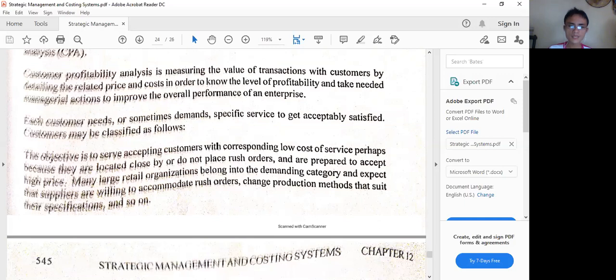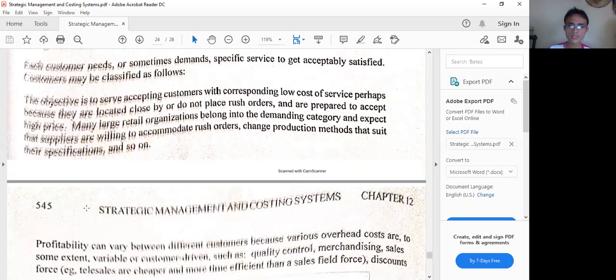Then many large retail organizations belong in the demanding category. Of course, they have several demands to be answered in terms of products. Then the suppliers are willing to accommodate rush orders, change production methods that suit their specifications, and so on. So meaning we have to really adjust to their demands, but of course that would perhaps have an impact on the prices.